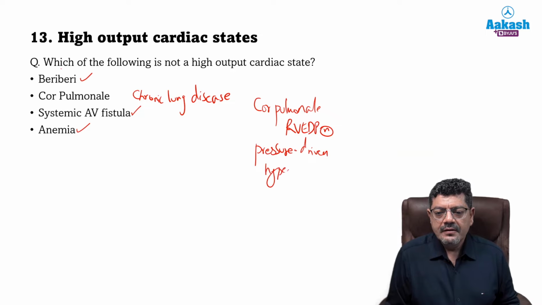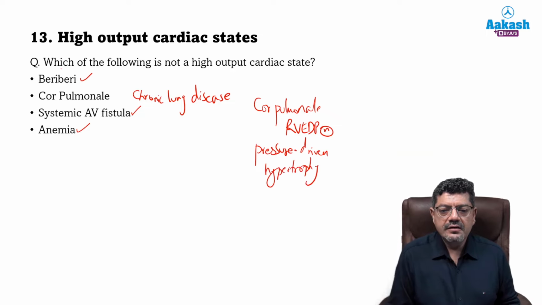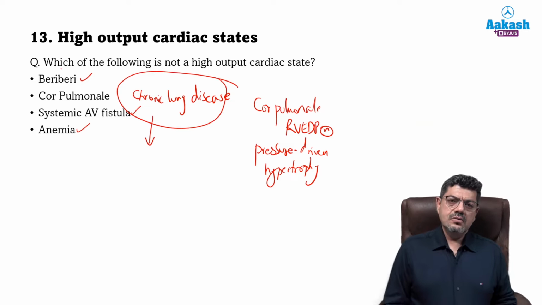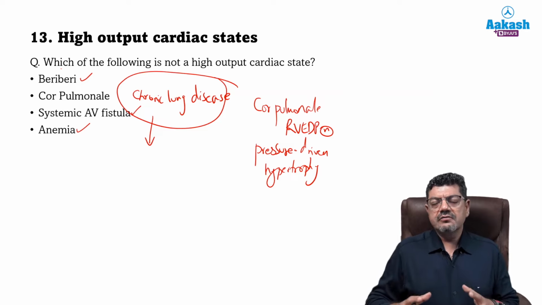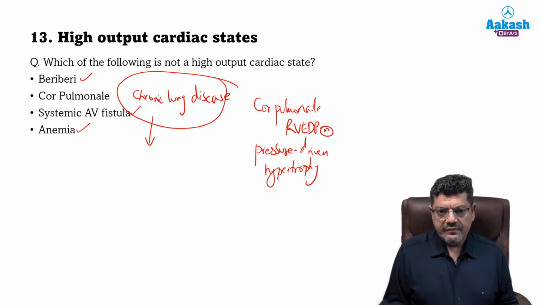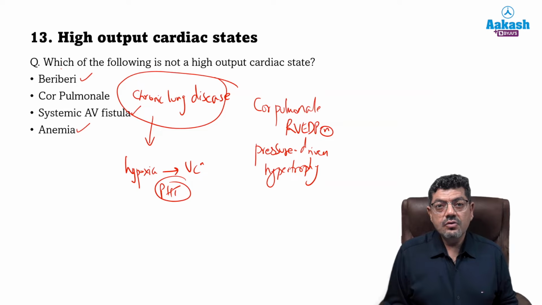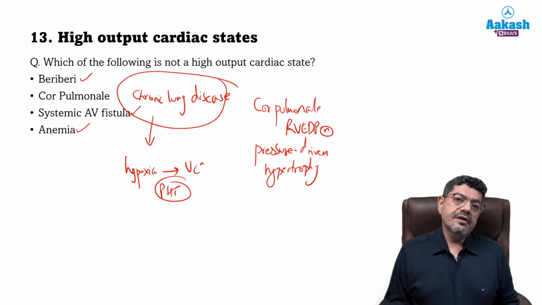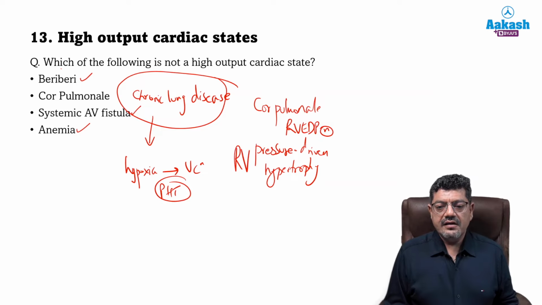Why does it happen? It happens secondary to chronic lung disease. The pulmonary circulation is the only vascular bed in the body which responds to hypoxia with vasoconstriction. And when that is chronic, it becomes pulmonary hypertension. To overcome that increase in pressure in the pulmonary circuit, the right ventricle hypertrophies, and that enlargement of the right ventricle is called cor pulmonale.